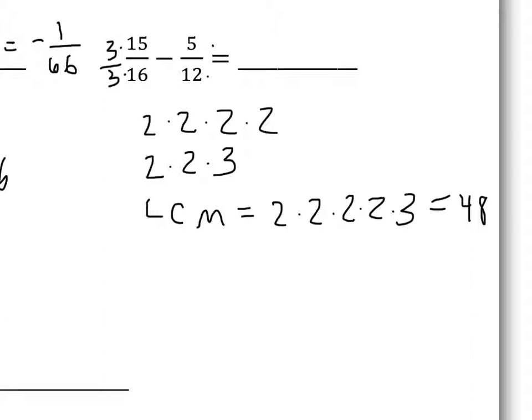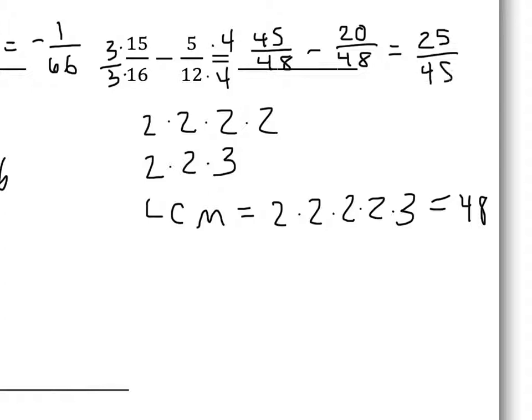Have to multiply the first one by 3 over 3. That gives us 48 in the denominator. 45 over 48. Multiply the second one by 4 over 4. That'll give us 48 in the denominator. And now we have 20 in the numerator. So 45 minus 20 is 25 over 48. And that's our answer.